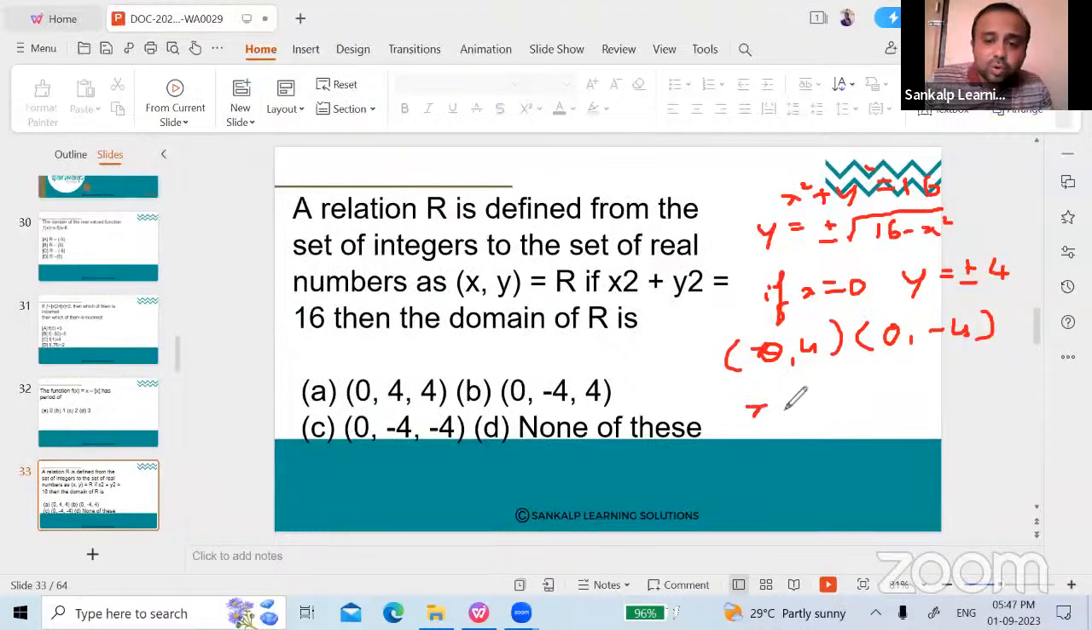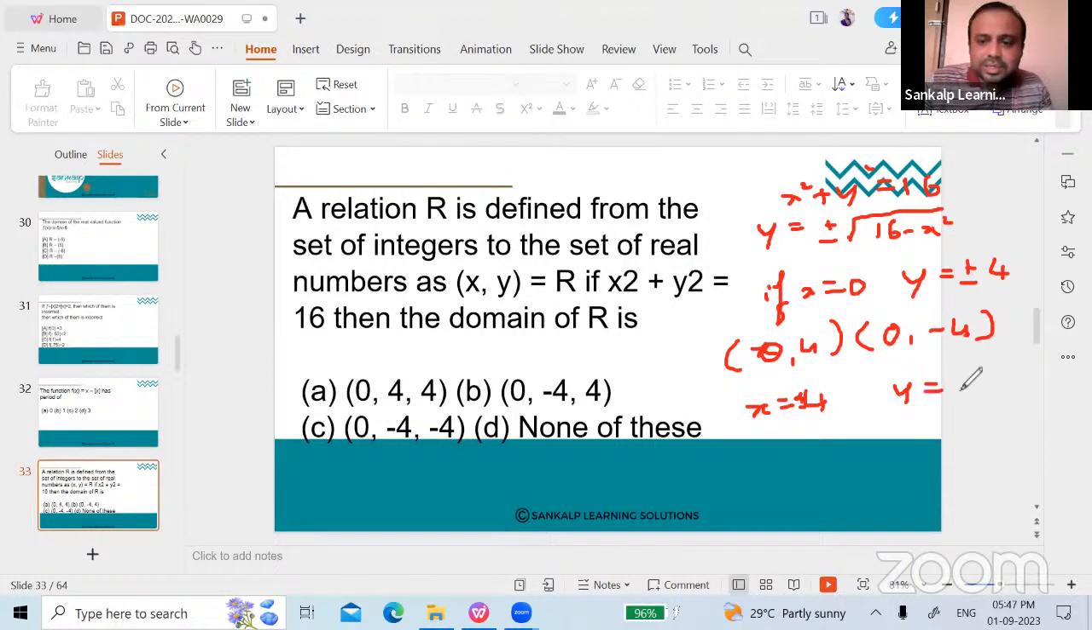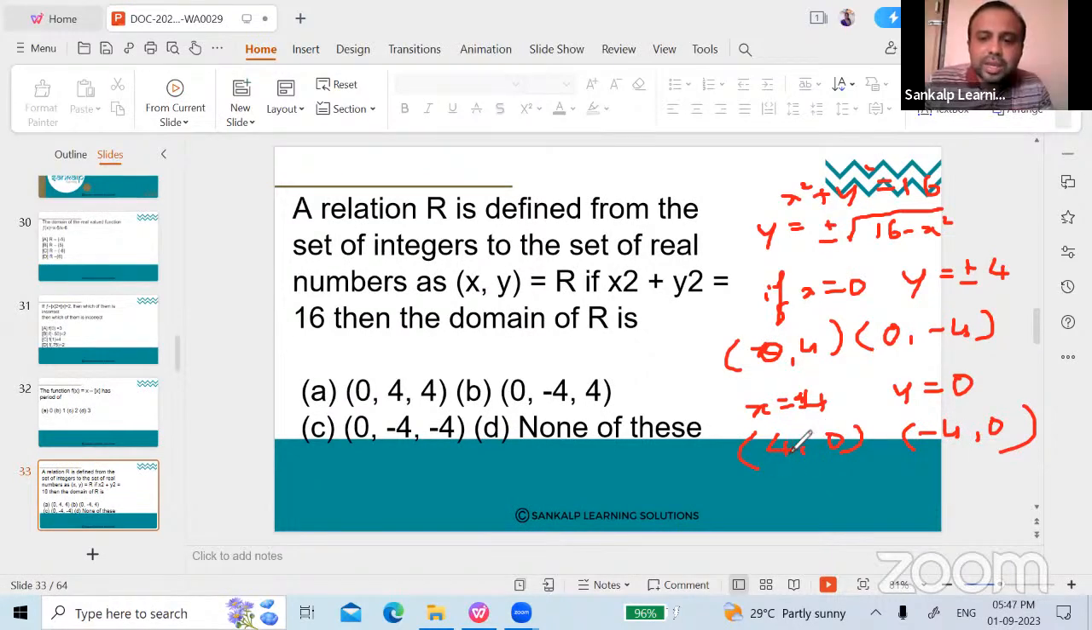Okay. So let's reverse the question. When x is equal to 4, what will happen with y? When x is equal to plus or minus 4, y is equal to 0. Exactly, it is just the reverse function. So when x is plus or minus 4, y will be 0. In that case, we get 4, 0 and minus 4, 0. Correct? Yes, sir. So when x is 0, we have 0, 4 and 0, minus 4. When x is 4, we have 4, 0 and minus 4, 0.